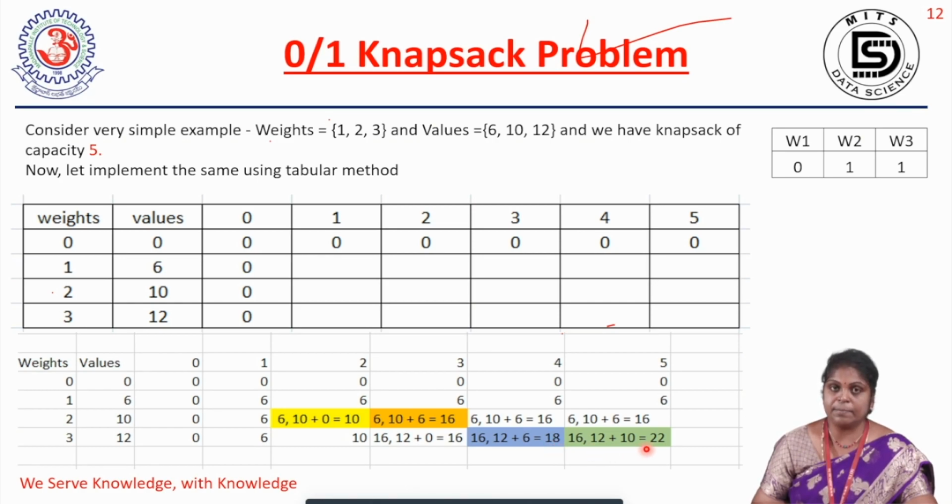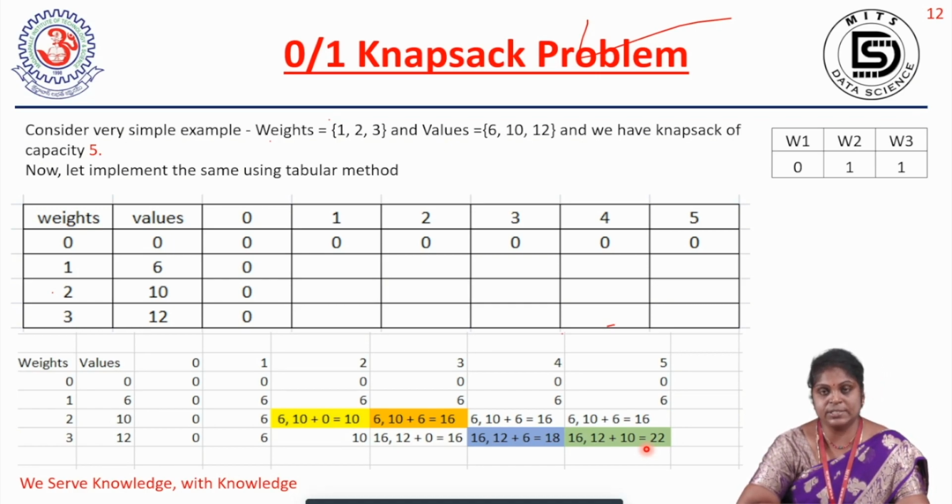And if you see the 3 comma 5 combination, here we'll get 5 combinations. What are the 5 combinations? I can keep item 1 alone, or item 2 alone, or item 3 alone, or a combination of item 1 and item 2, or a combination of item 1 and item 3, or a combination of item 2 and item 3. So if you see, item 2 has a profit of 10 and item 3 has a profit of 12. So 10 plus 12 is giving the profit of 22. So among all the combinations, this combination is giving more profit. So this 3 comma 5 entry is filled with the 22.